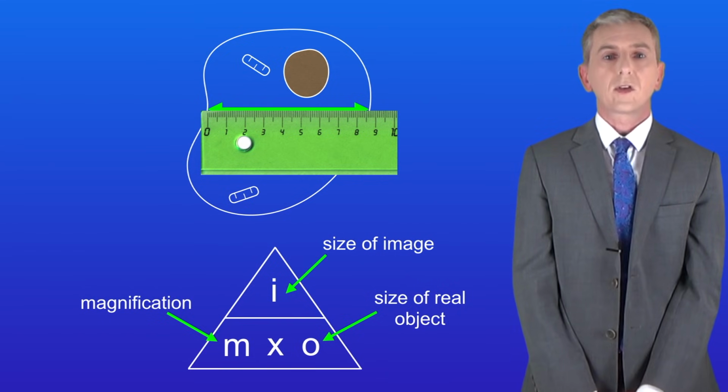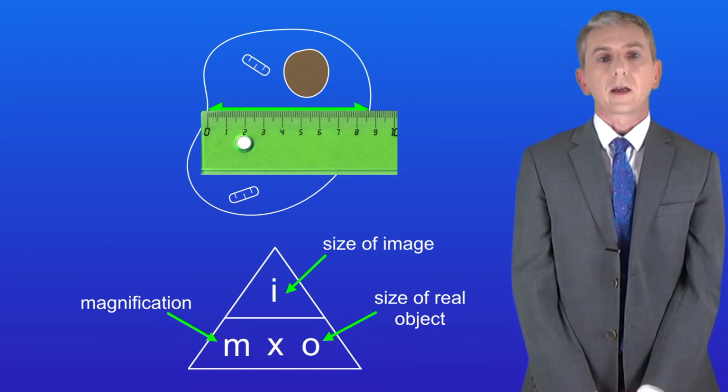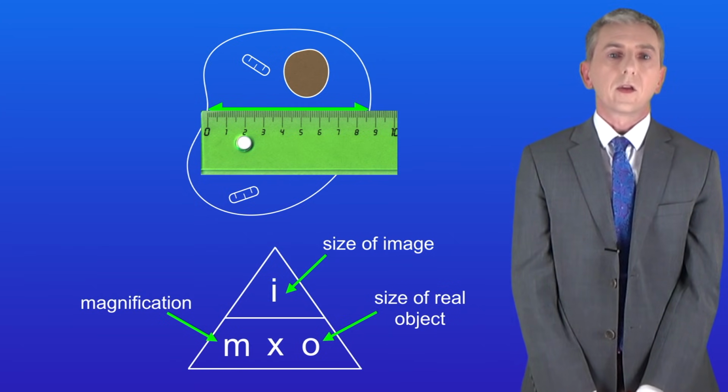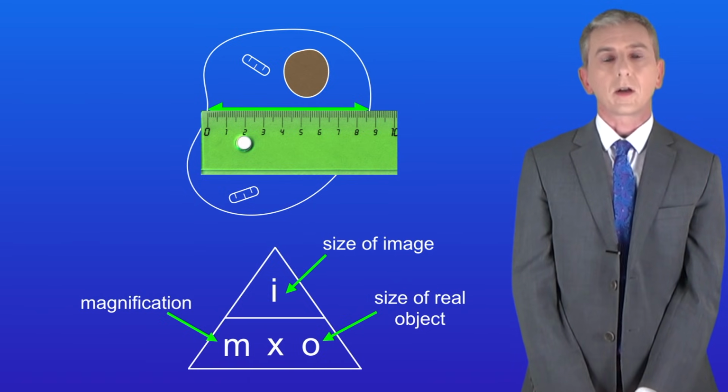Now, if we know the image size and the magnification, then we can calculate the size of the real object. To do that, we need to use the triangle that we saw earlier. The size of the real object is the size of the image divided by the magnification.